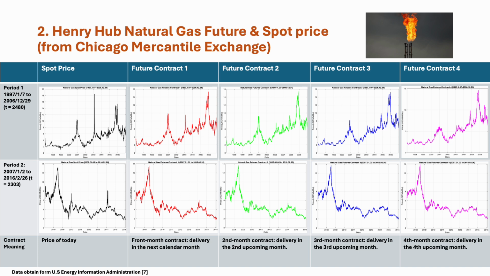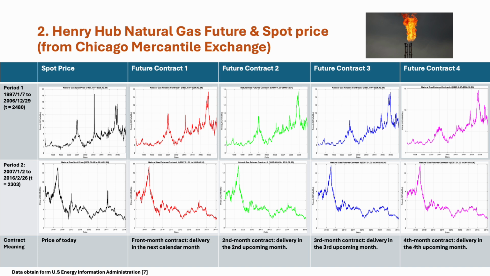The second dataset is Henry Hub natural gas future and spot price from the Chicago Mercantile Exchange. Data is divided into two periods. The first period is from 1997 January 7 to 2008 December 29, with total length 2,480. The second period is from 2007 January 2nd to 2019 February 22, with total length 2,303. The raw data overview is in the table.